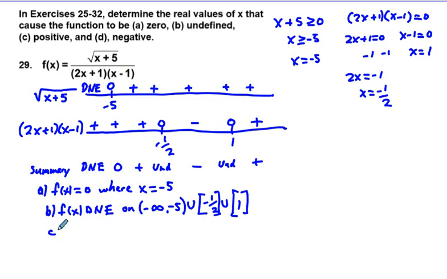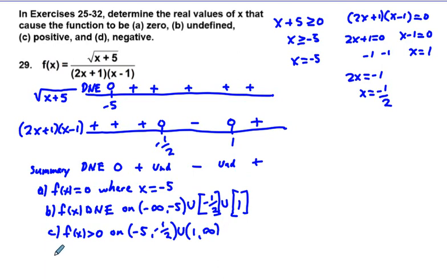Okay, C, we have f of x is greater than 0, or positive, on the interval. We just look for the positive signs here. So we're going to go from negative 5 up to x equals negative 1/2, and union, we're going to have greater than 1. So it's going to be 1, comma, infinity.